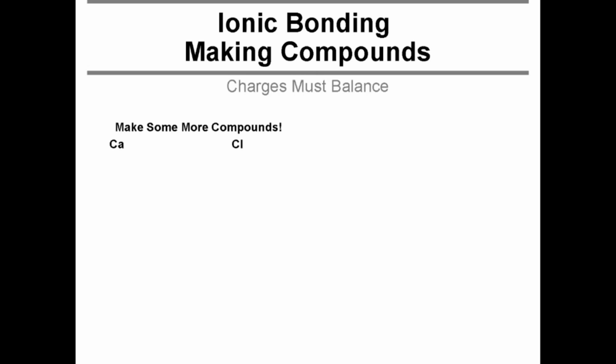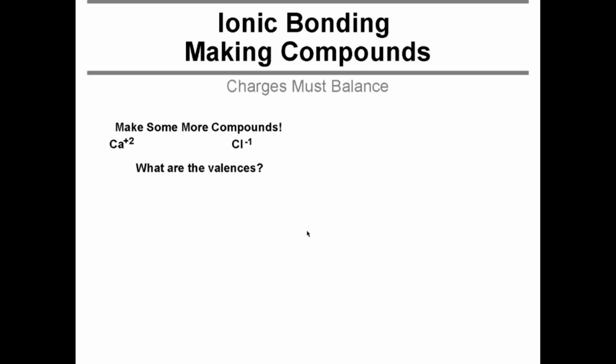Calcium and chlorine. Of course, we turn them into ions. Let's look at the charges here, or valences. What is the charge for calcium? It's a +2. What was the charge for chlorine again when it makes an ion, an anion? It's a -1. Oh, we got a problem. These charges do not balance.